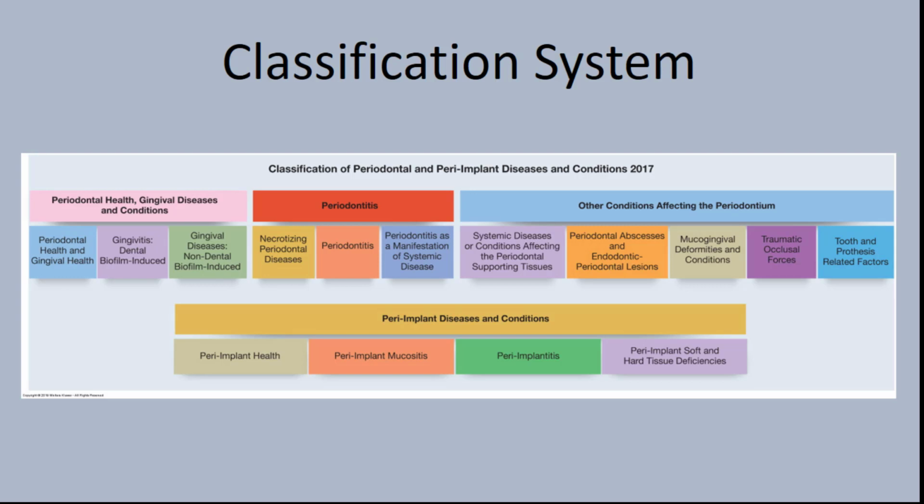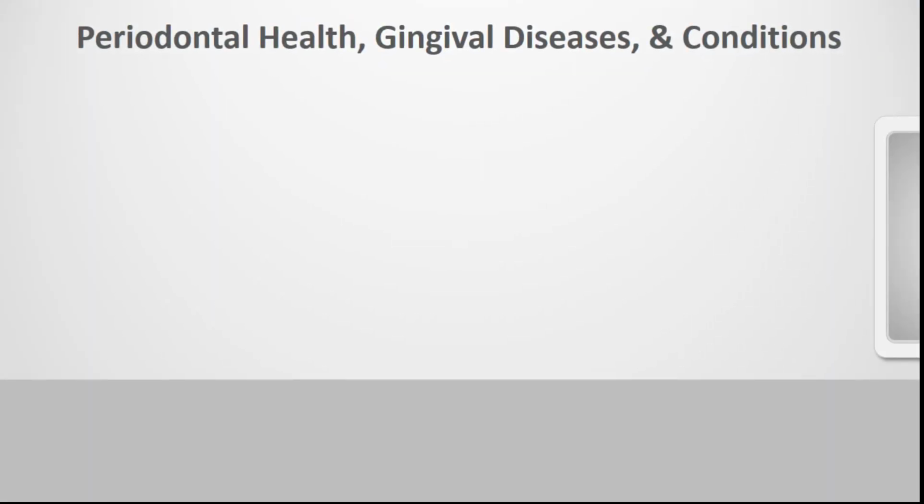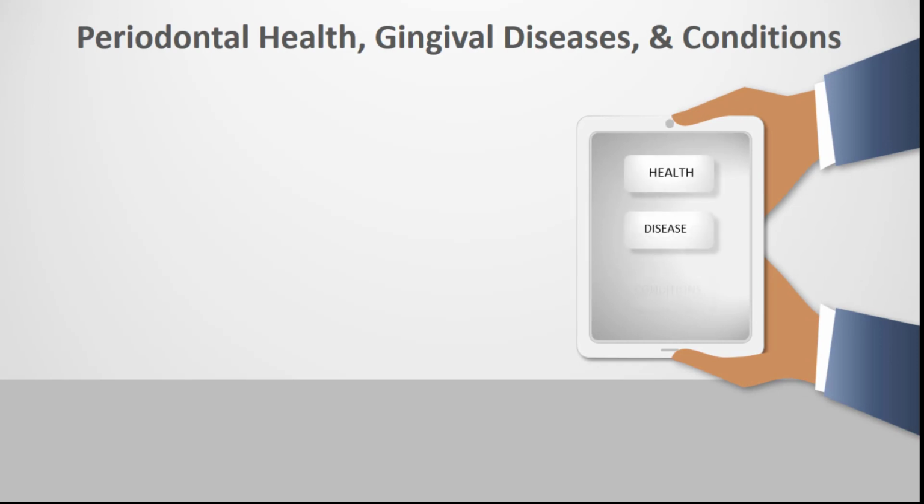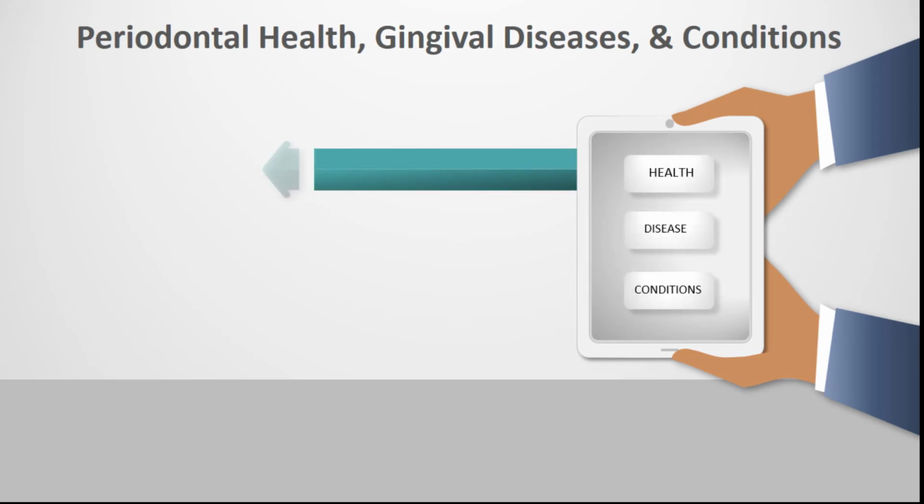We're going to take a look at each of these categories individually and really dive deeper into exactly what each of these mean and look at some examples. So first we're going to take a look at periodontal health, gingival diseases, and conditions. First we're going to look at health. So periodontal and gingival health.